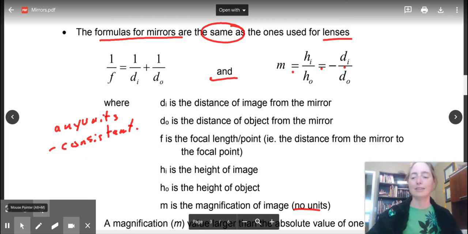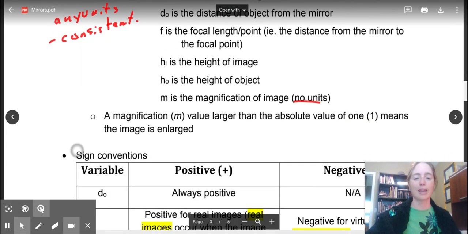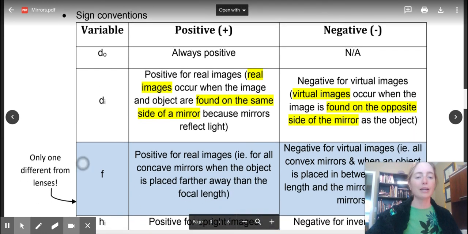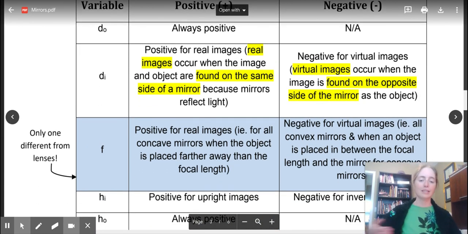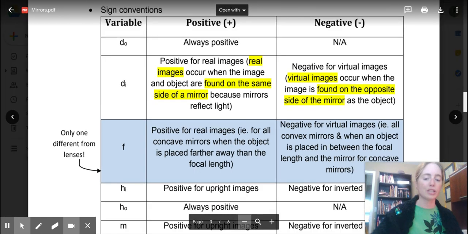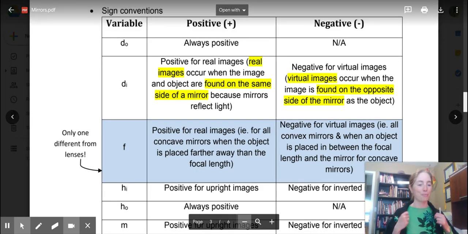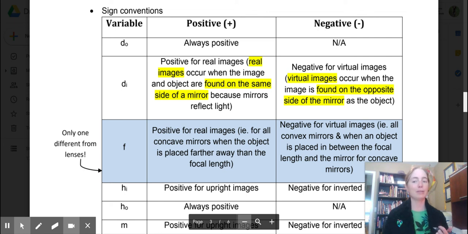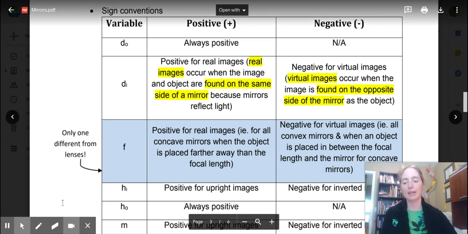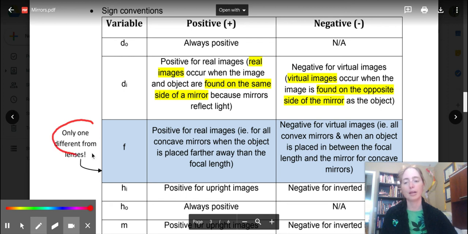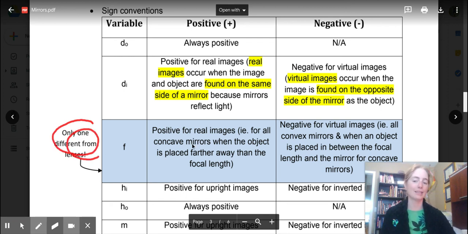All right. Now let's scroll down and look at our table. So remember, ladies and gentlemen, this lovely table that we looked at with our lenses. Now we've got the same table again. Now this bit here highlighted in blue is the only piece that is different from your lenses. Okay, so same as always, the distance of the object is always going to be positive no matter what type of mirror, no matter what you're doing.